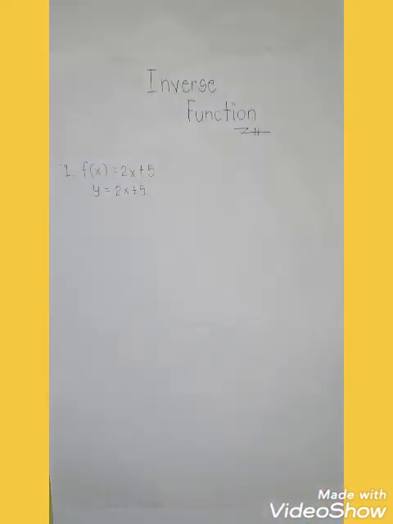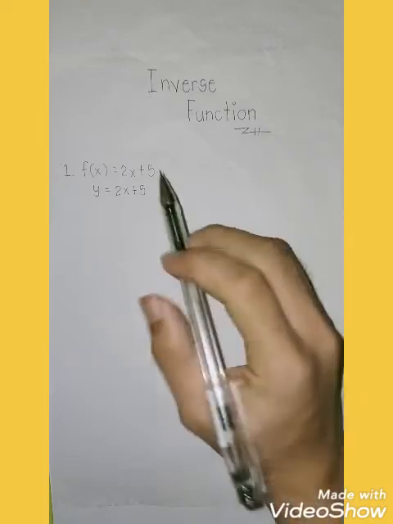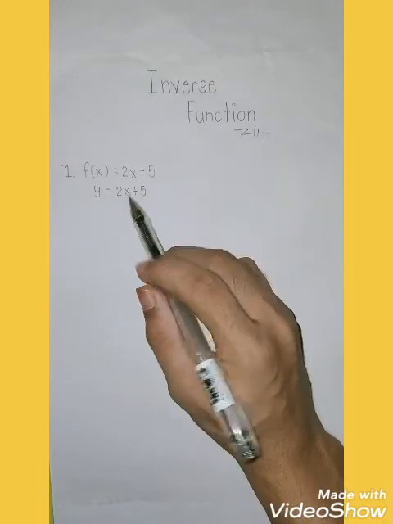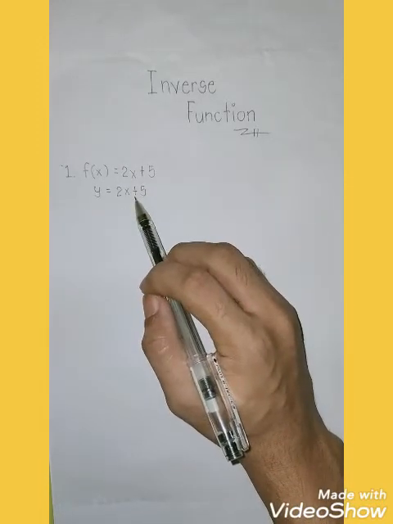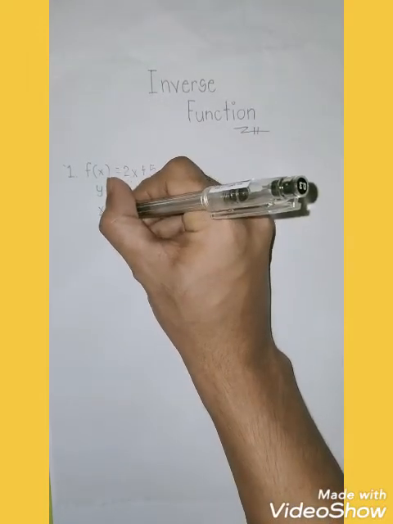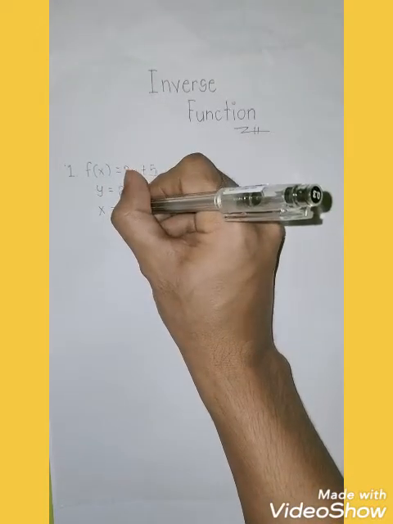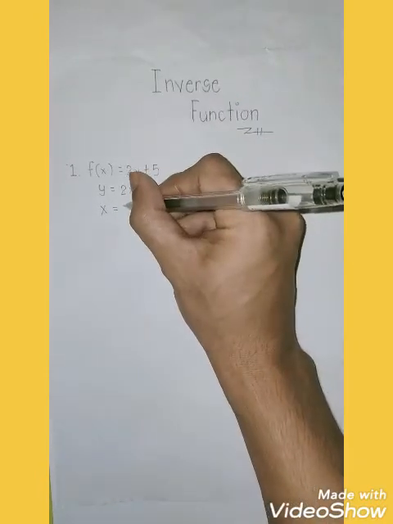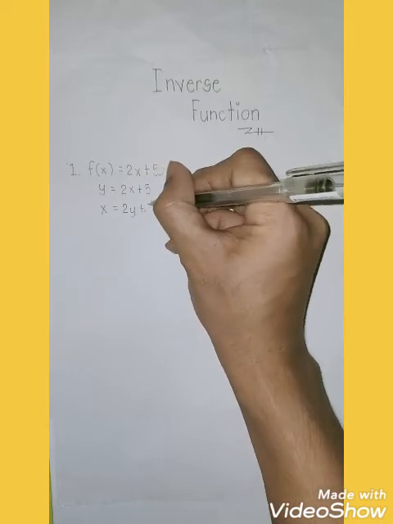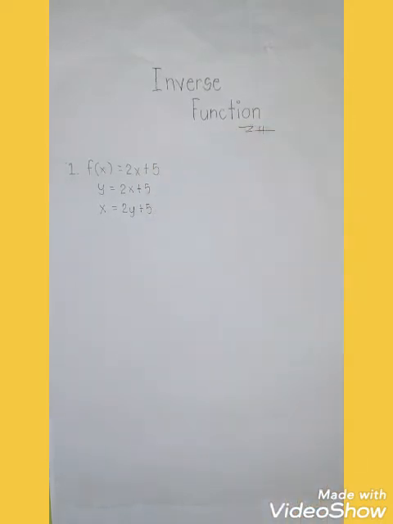Para sa kaalaman po ng lahat, ang y po ay equivalent lang din siya ng f of x or the function. So next step, after nating palitan yung f of x ng y, pagpalitin natin si y at si x. So ang mangyayari, si x ang magiging y and si y ang magiging x. So ang mangyayari, we have x equals 2y plus 5.